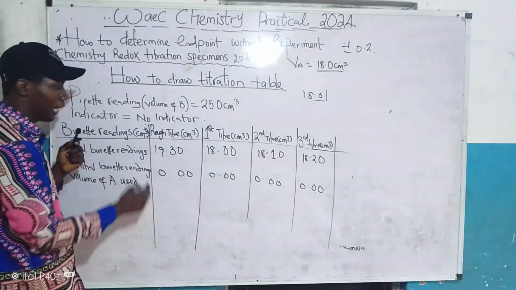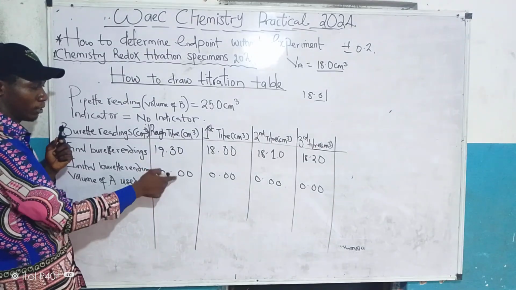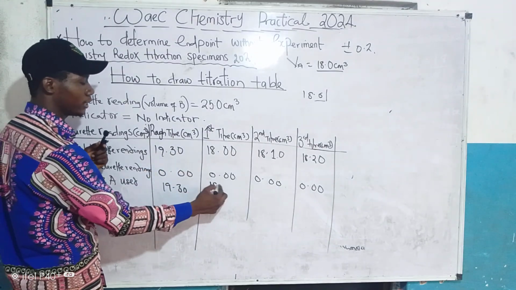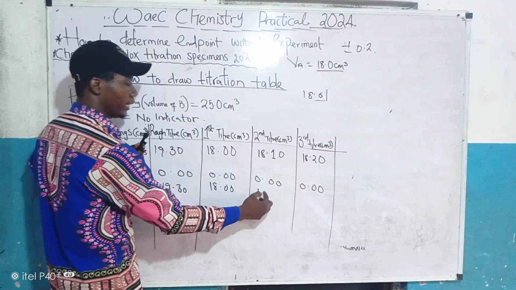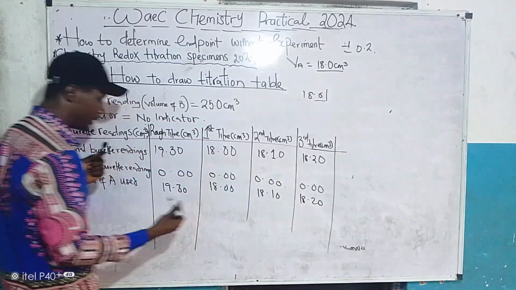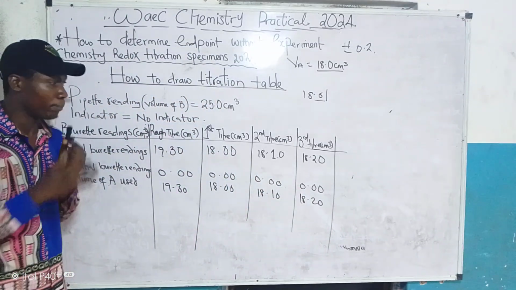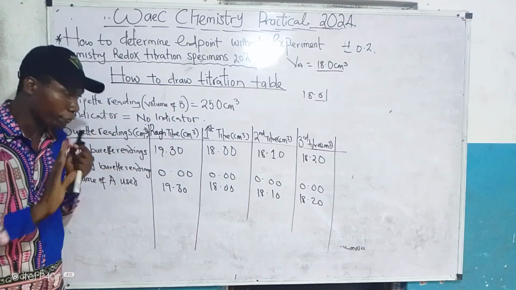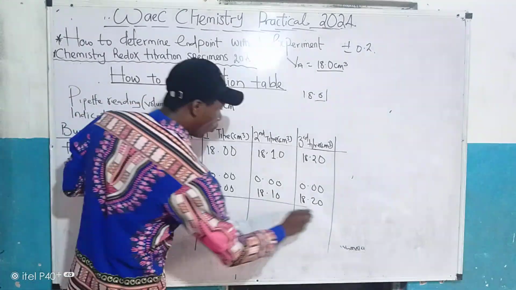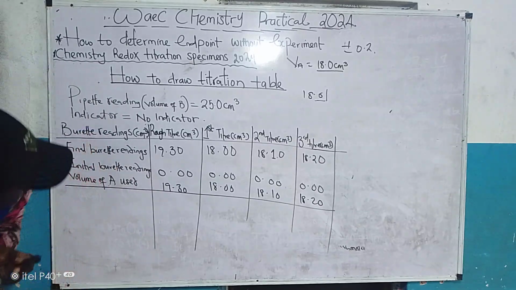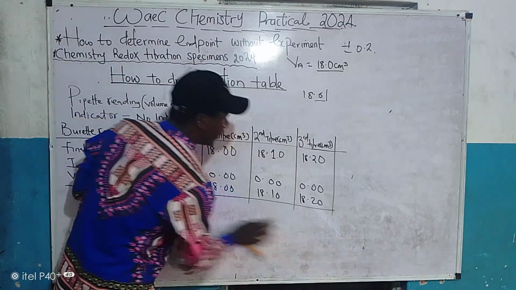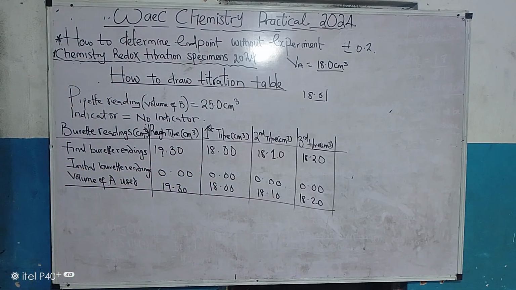Now let's do our subtraction. 19.30 minus this will give you 19.30. This will give us 18.00. This will give us 18.10. This will give us 18.20. So this is very easy. I always tell my students that in practical chemistry you can get your full marks. So class, this is already what we have. So what do we do?